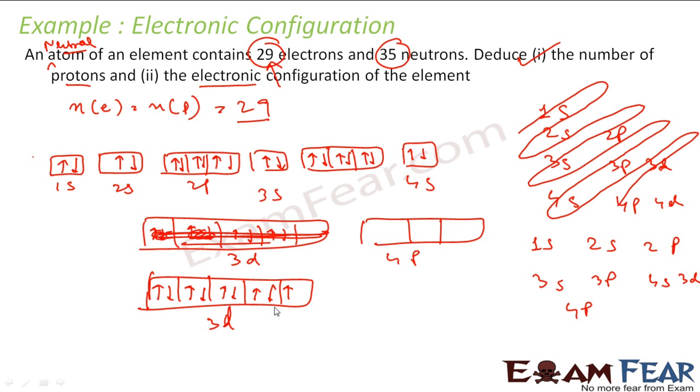If it gets 1 electron, it will become stable. So what will it do? It will take 1 electron from 4s. Right? So it will come here. And this is half filled. So this will also be stable.